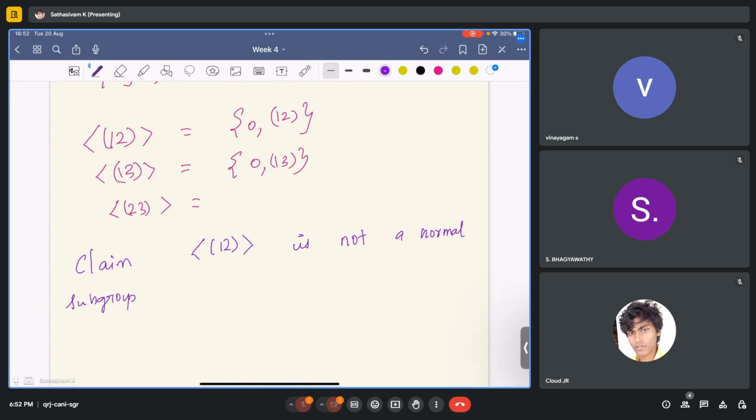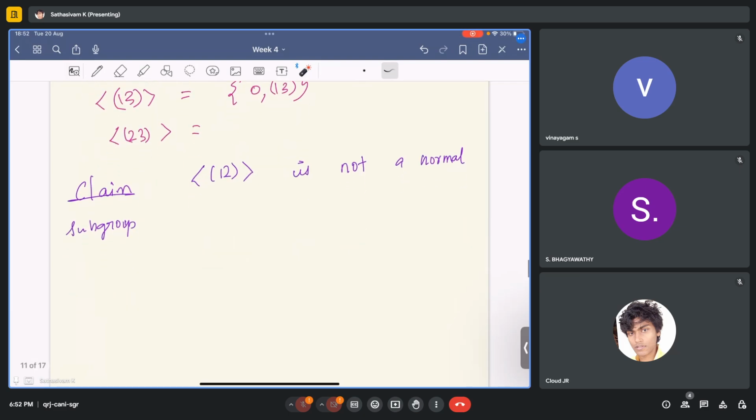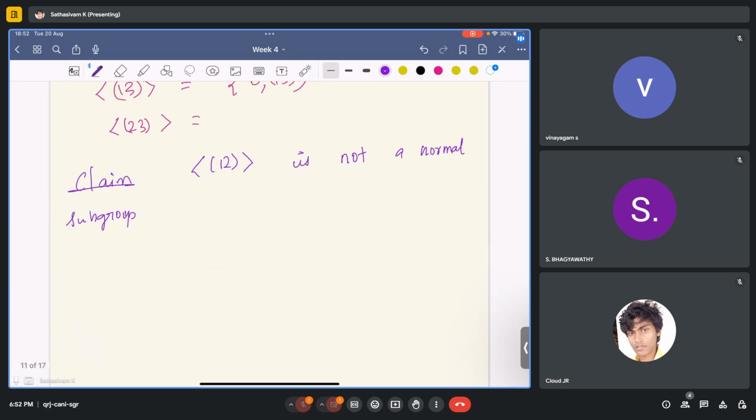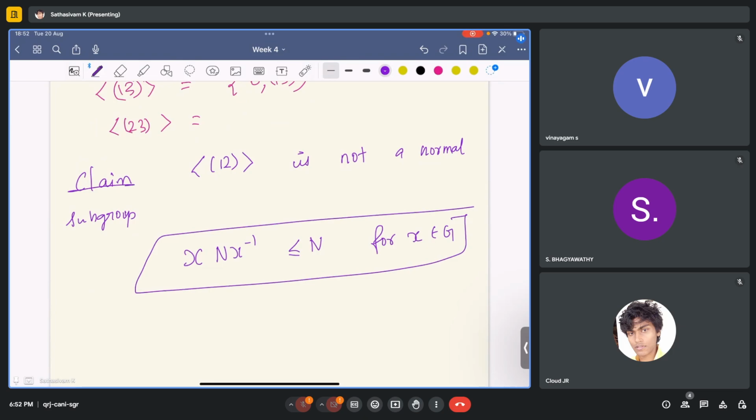Okay. So I will just do 1 and 2, and the rest I will leave as an exercise. It goes exactly the same way. So what you do is, see, if you want to say something is normal, what do you want to prove? Normal means x N x inverse is contained in N for all x in G. This is the claim you want to prove to say something is normal.